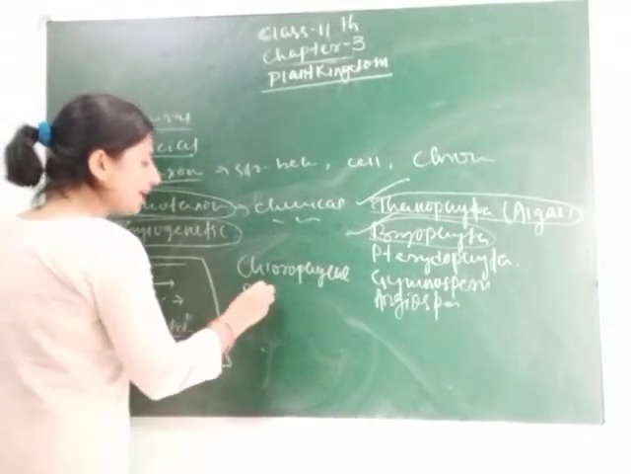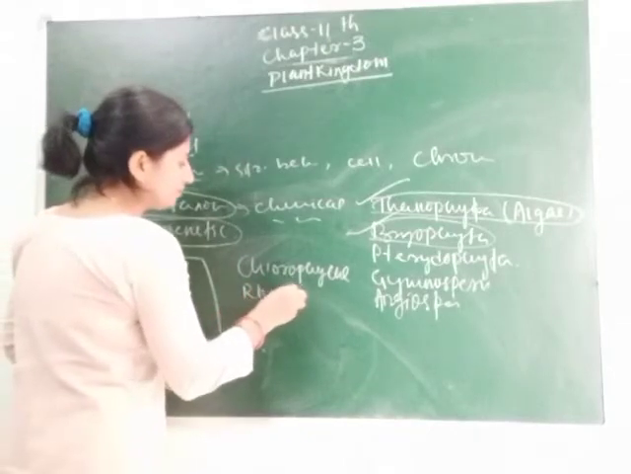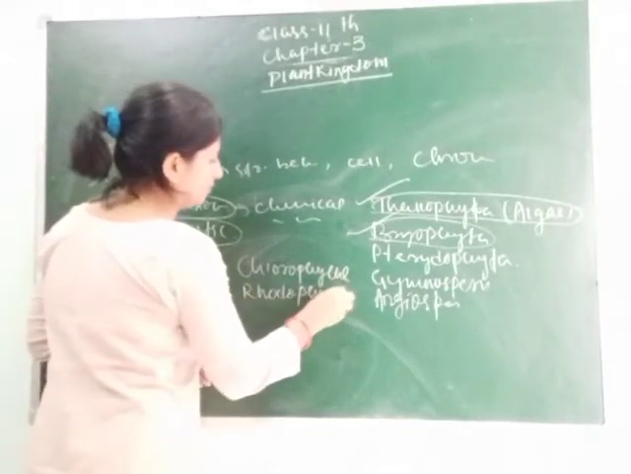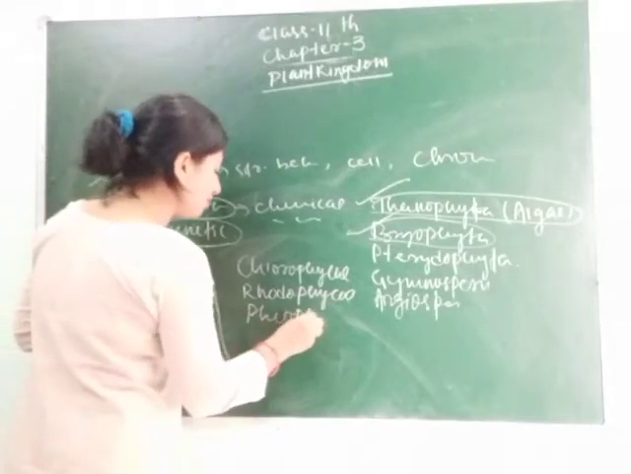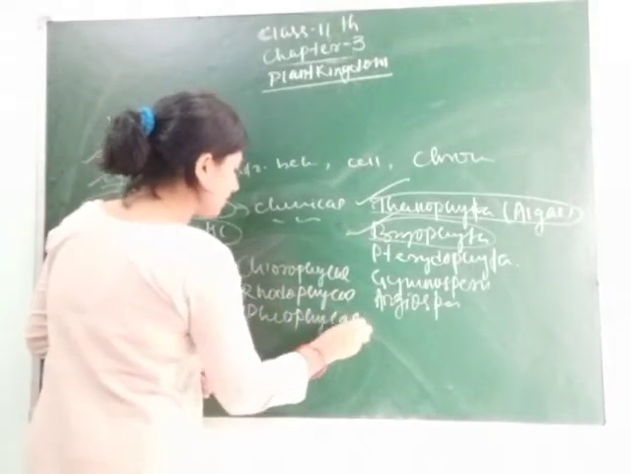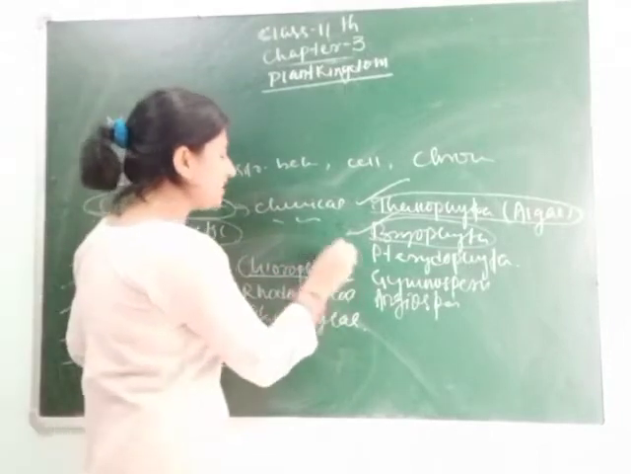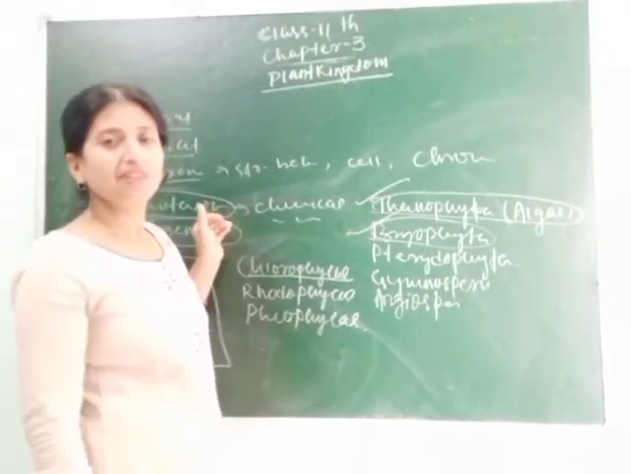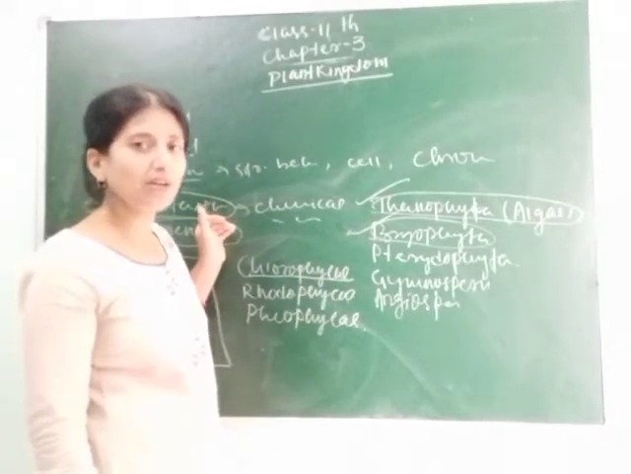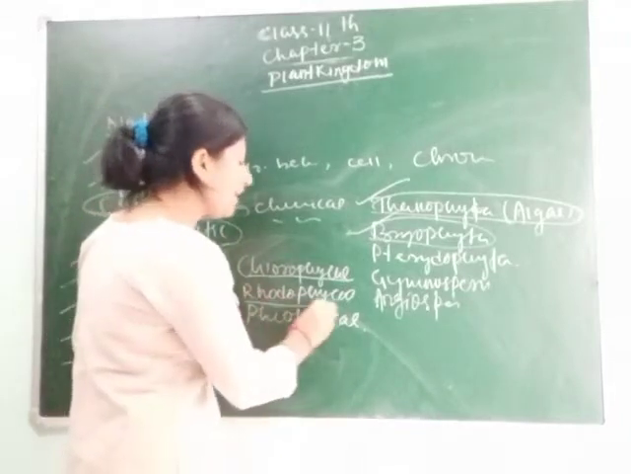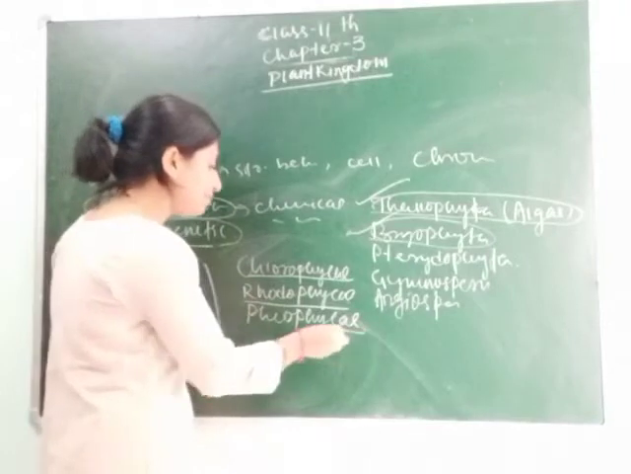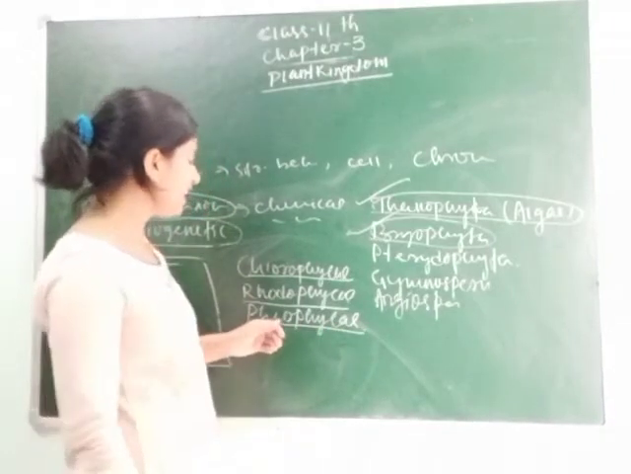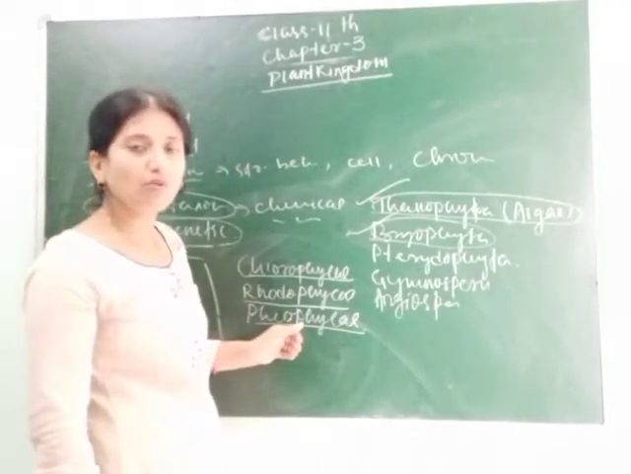then rhodophyceae, then phaeophyceae. Chlorophyceae means they have green colored chlorophyll pigment. Rhodophyceae means they have red colored chlorophyll pigment. And phaeophyceae means they have brown colored chlorophyll pigment.